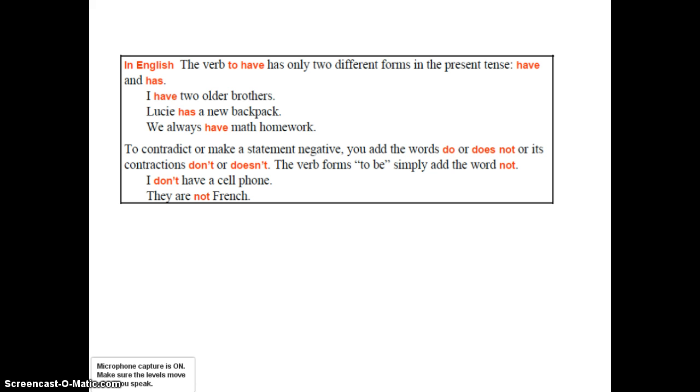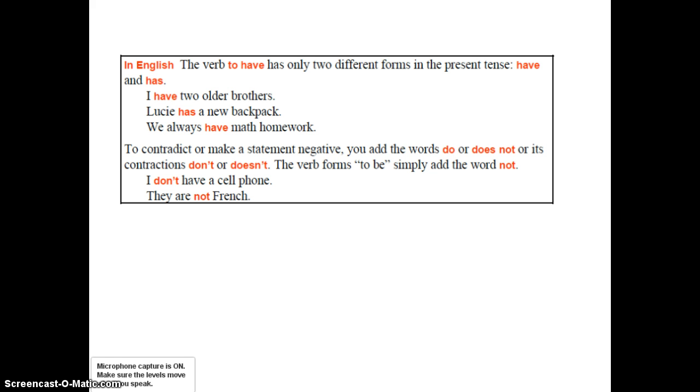So in English, the verb to have has only two different forms in the present tense. You either say have or you say has. And the way you change that is based on what the subject of your sentence is. So if you're talking about how I own something or have something, you use the word have. I have two older brothers is the example on your paper.